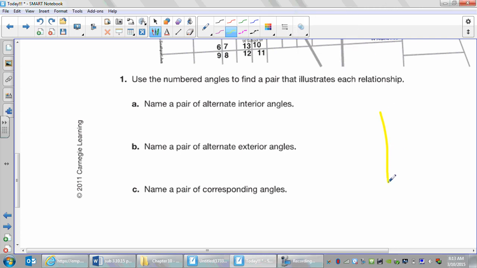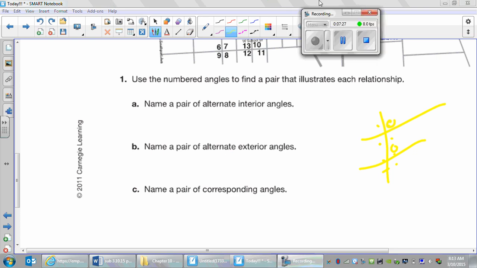And remember, I had you yesterday in your notes draw that transversal he had. So you'll end up saying corresponding is this one with this one, whatever the numbers are, and so on and so forth. So go ahead and watch that video and take notes on these 3 things.